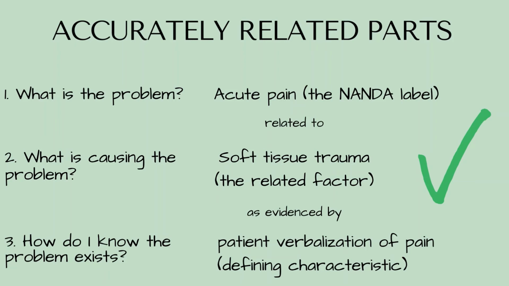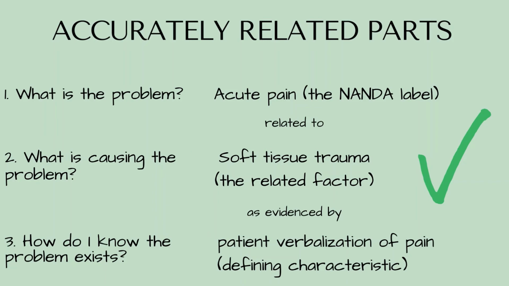In this example, it's acute pain. Next, ask yourself, what is causing the problem? The answer to this question provides you with the etiology or related factors for the diagnosis. In this example, soft tissue trauma is the cause of the pain. We already know that the nursing diagnosis is formulated from the nurse's assessment of the patient. However, when writing the etiology in your diagnostic statement, knowledge of the pathophysiology of the patient's medical diagnosis can give you an insight into the cause of the problem you identified.